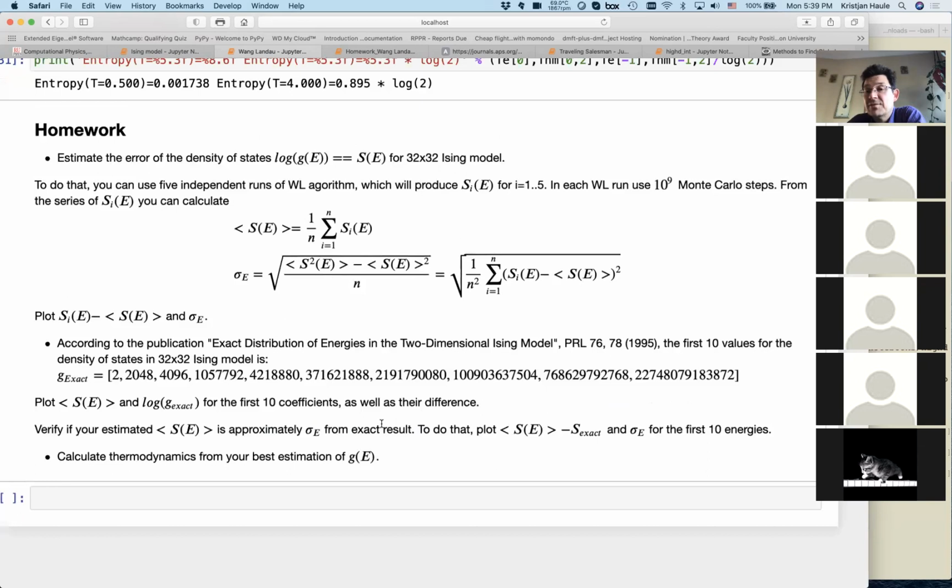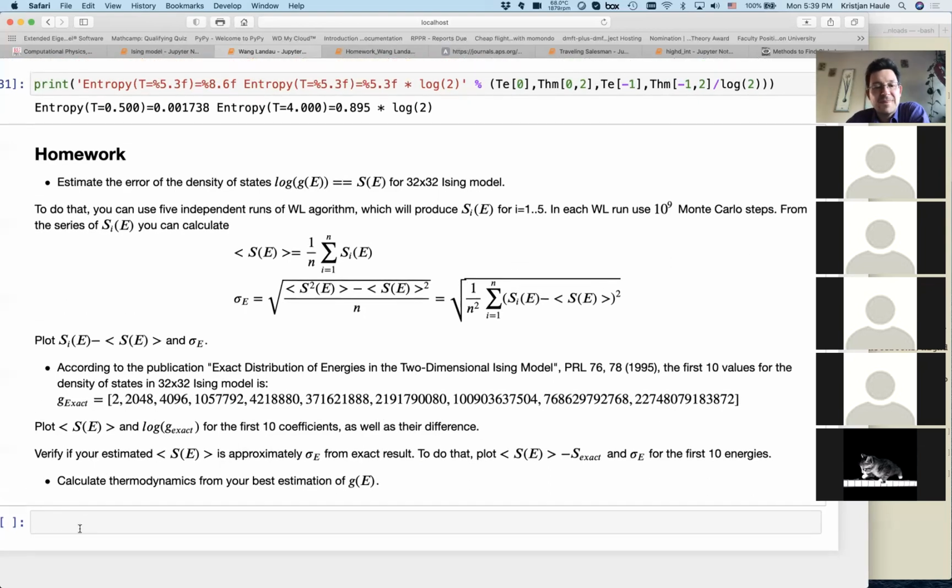Is it clear what needs to be done? Do you understand? Anybody? Professor? Yes? So when you're asking us to plot sigma E above, are we plotting that versus the number of iterations? No, just as a function of energy. Okay. Because sigma E depends on energy, isn't it?